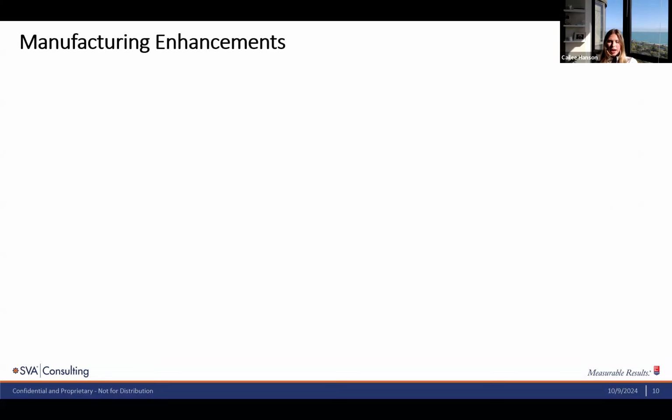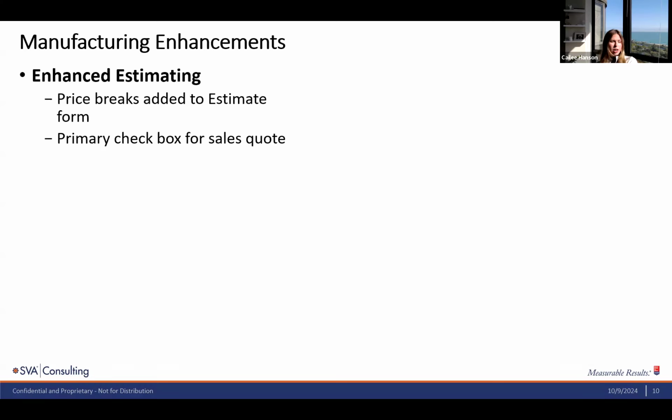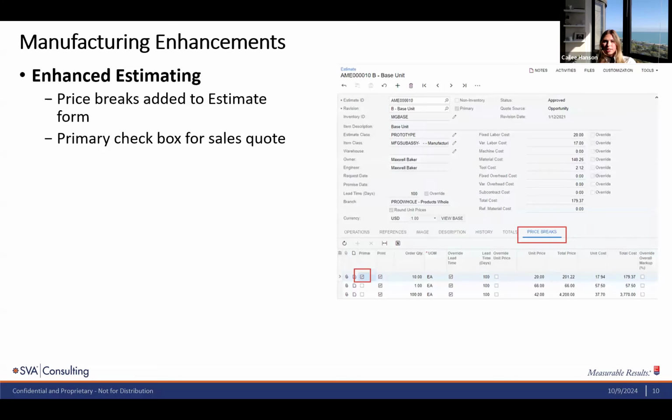Next, a couple manufacturing enhancements. There's enhanced estimating. So the first being the ability to add price breaks to the estimate form directly within there. And then from this, having a primary checkbox to turn that into a sales quote. So previously, users had to create multiple estimate revisions in order to incorporate different price breaks. Now users can create the estimates with multiple price breaks based on the quantity of units that the customer may plan to purchase, all within that same version.